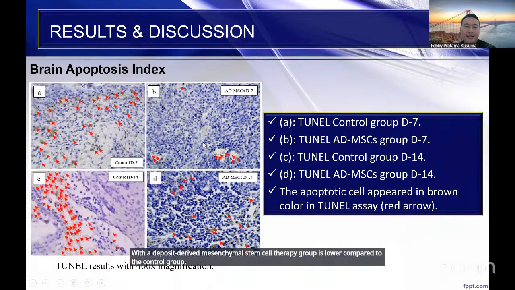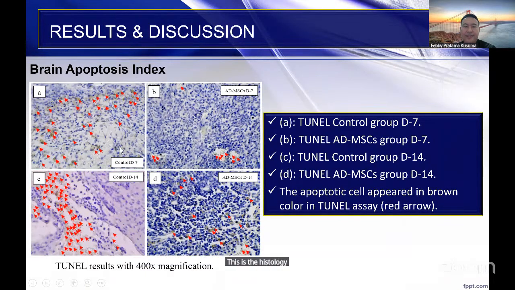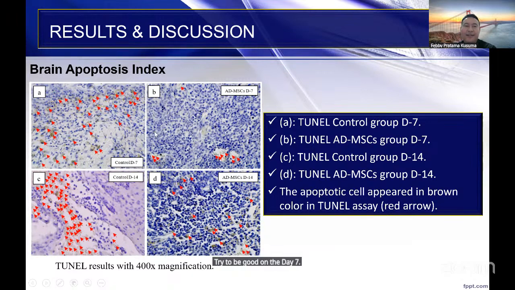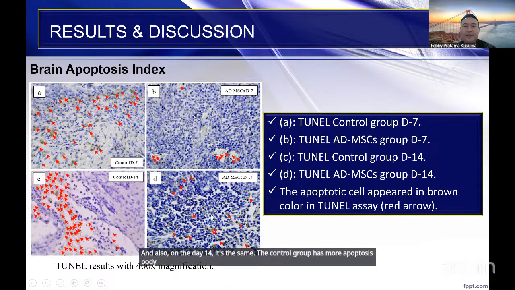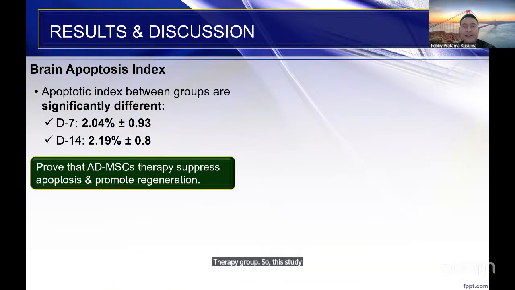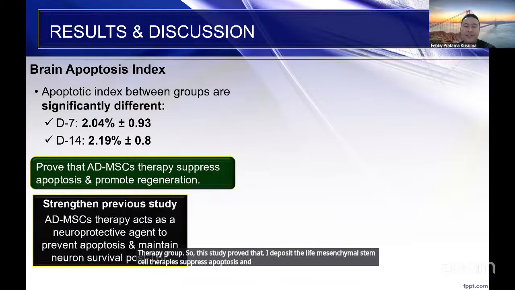This is the histologic image. The A is the control group on day 7. The B is the therapy group on day 7. The control group has more apoptosis bodies. And also on day 14 it is the same. The control group has more apoptosis bodies compared to the therapy group. So this study proved that adipocyte-derived mesenchymal stem cell therapy suppresses apoptosis and promotes regeneration.